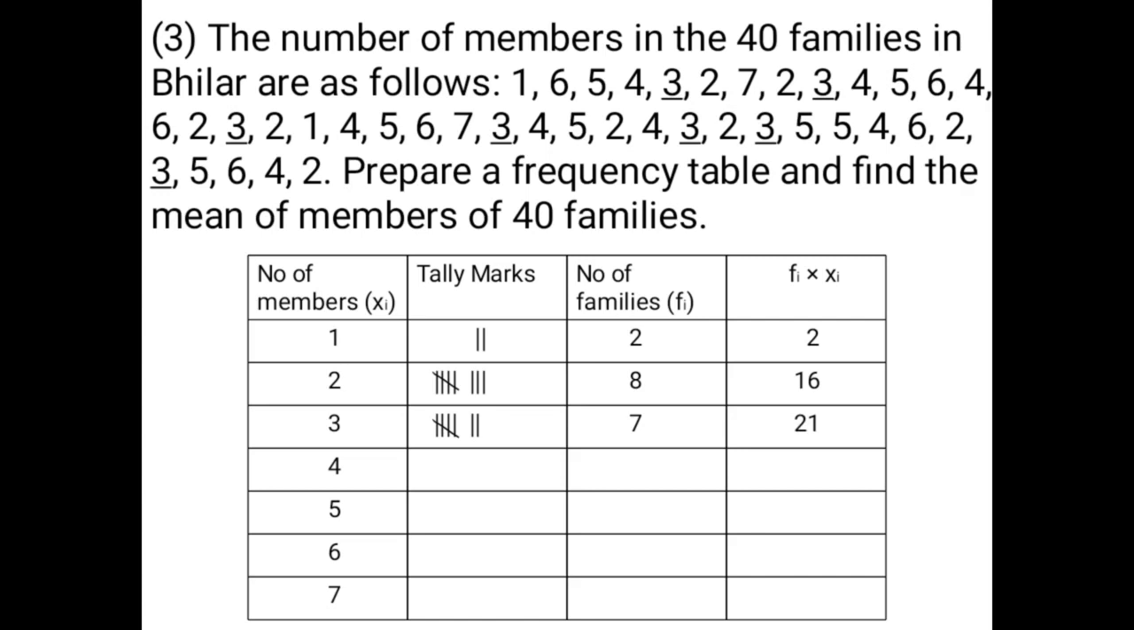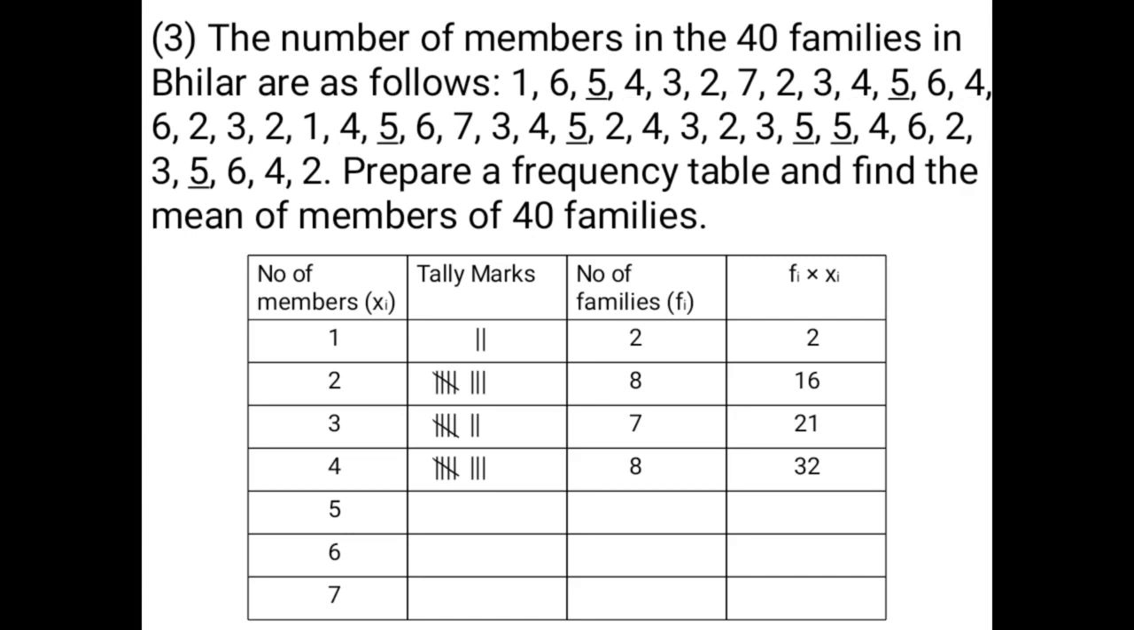Now you have to underline number of members 4 and then you have to count 1, 2, 3, 4, 5, 6, 7, 8. Number of members 4 is 8. You have to mark the tally marks 8. If tally marks is 8, number of families also is 8. You have to multiply Fi into xi, that is 8 into 4. 8 4s are 32.